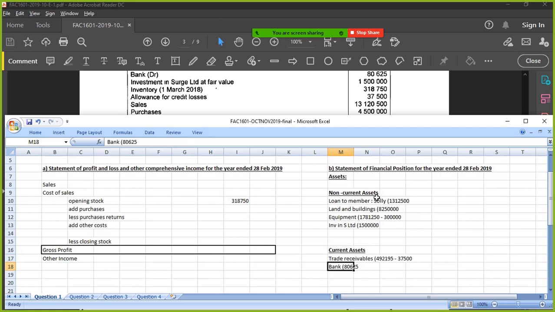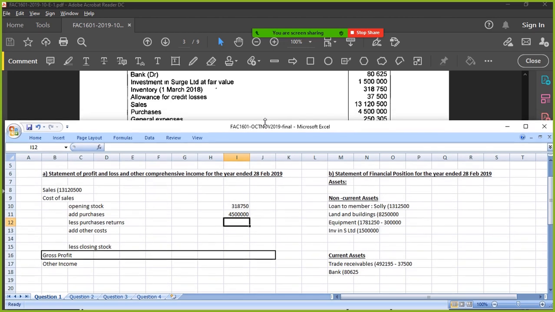Debtors, okay, minus 375. Sales, okay, we've got sales 13,120,500. Okay, we've got purchases. So there's the giveaway. Okay, I kind of knew that they were going to go this route because I saw opening stock. Okay, that's just exam technique. It's just picking up on stuff from the question.